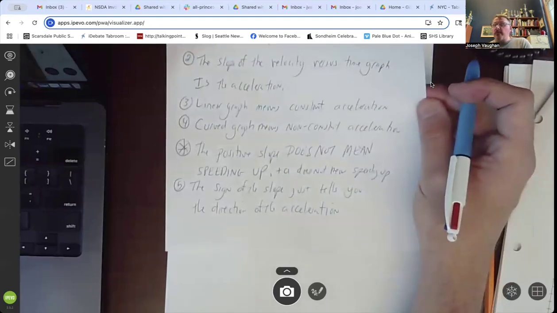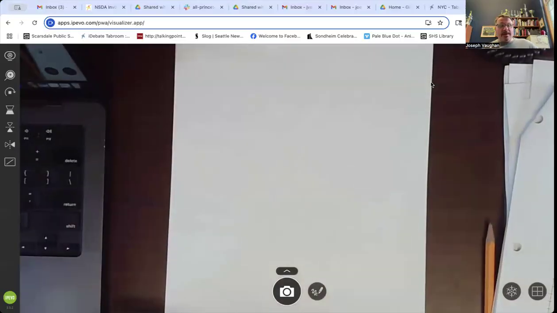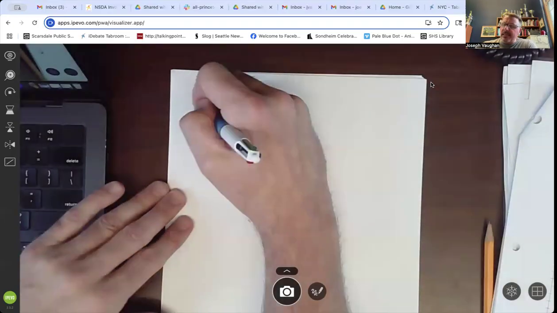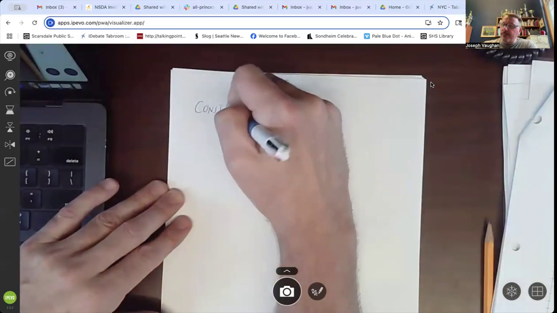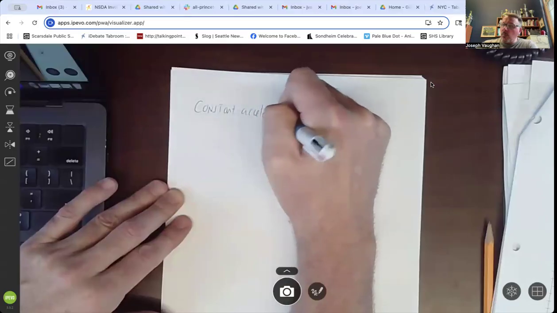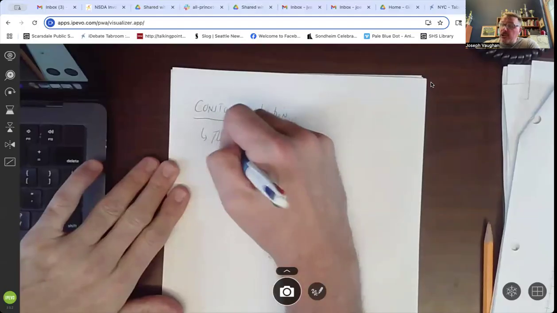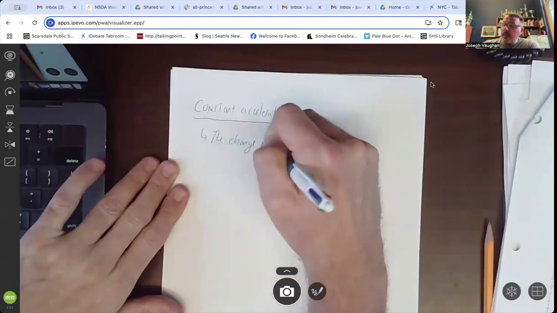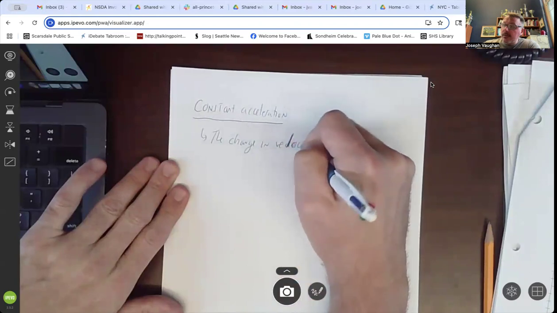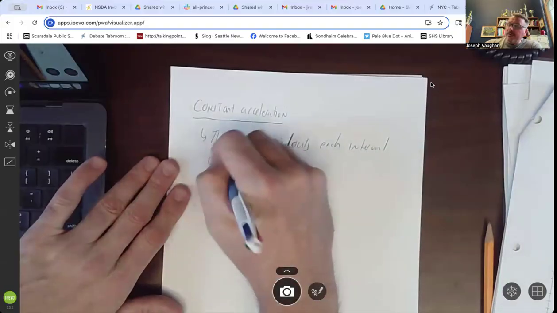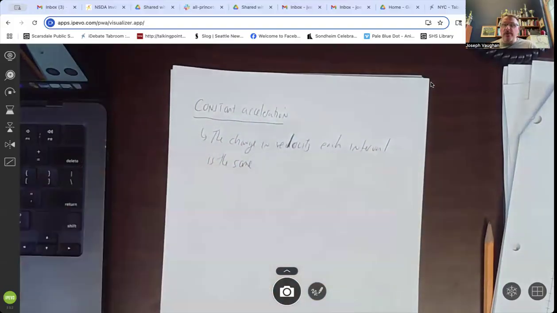All right, great. So I'm going to go a little bit away from graph facts. We're going to come back to that for a second because we just brought up the phrase constant acceleration. What does that mean for an acceleration to be constant? Well, if we remember that acceleration is the rate at which velocity changes, this says the change in velocity each interval is the same. That's what it means.